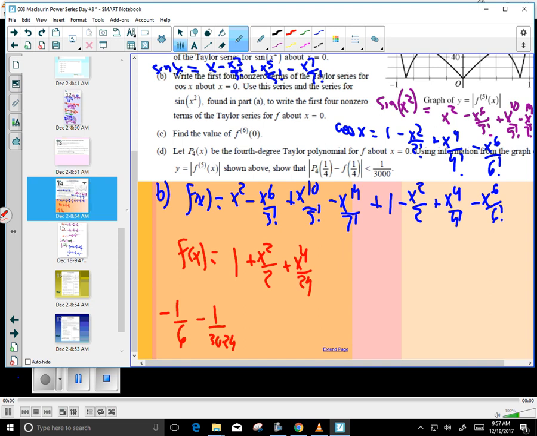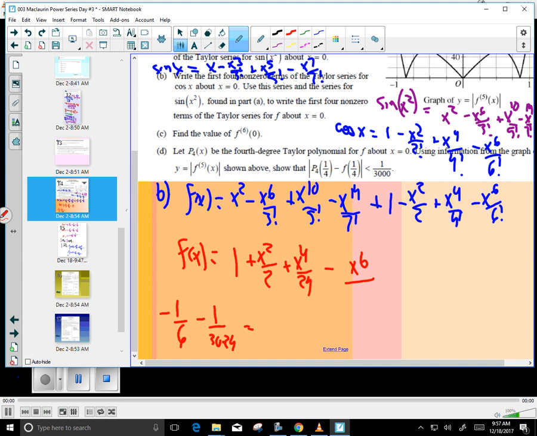Wait a minute. They're just saying the first 4. So I think, yeah, I think I do need that. What is this again? Negative 1 over, actually it won't be negative 1. You just use your calculator and figure out what that is. And then that's going to be my x to the 6th over whatever 30 times 24 is.